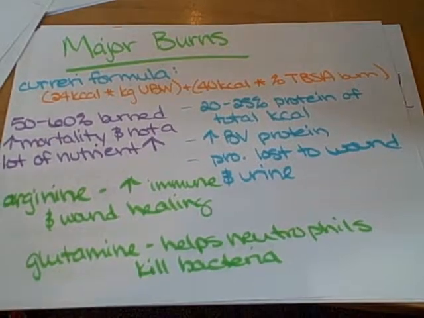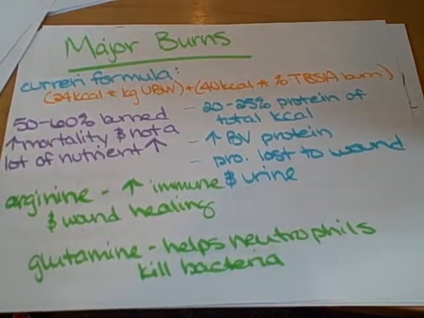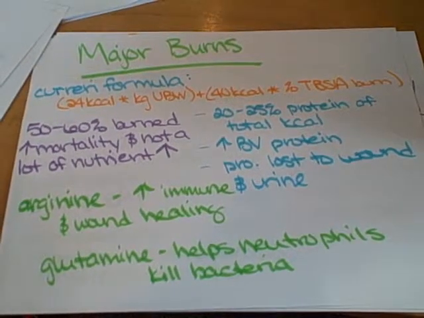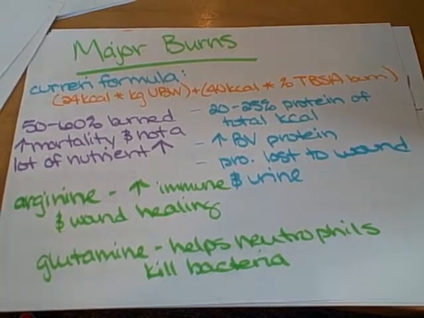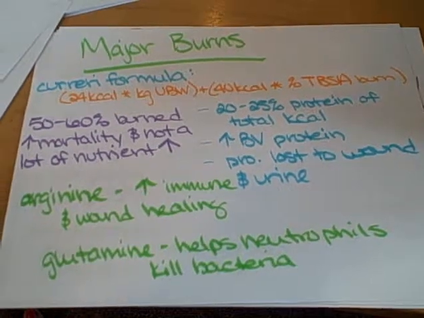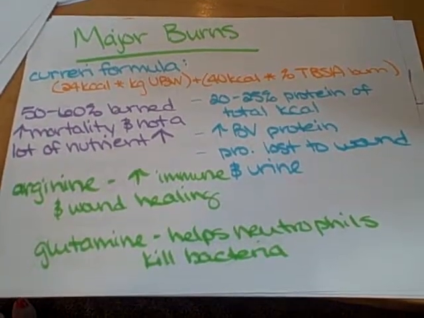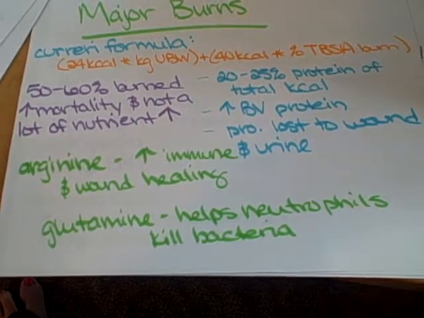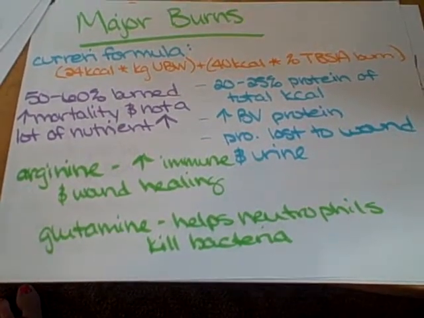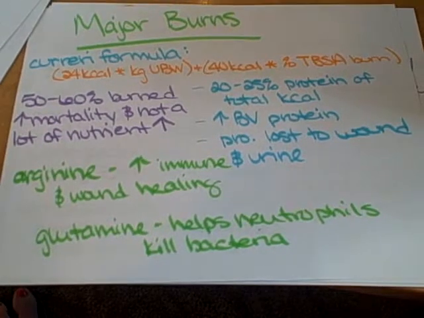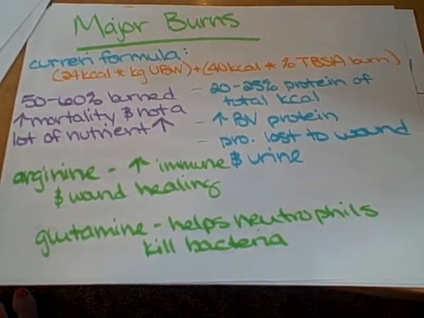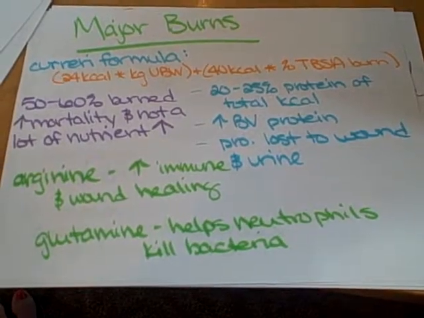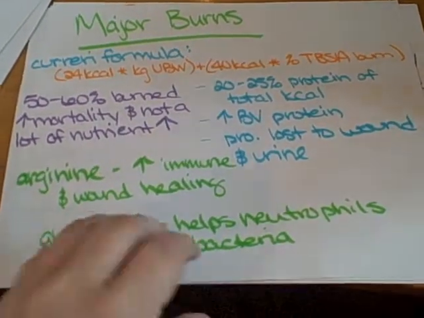We are going to see for most patients 20 to 25% of total calories need to come from proteins. They need to be high biological value proteins, and a lot of the protein is lost to the wound healing and excreted through the urine. Arginine and glutamine are two amino acids that can be supplemented that help. Arginine increases the immune function and helps with wound healing, and glutamine helps neutrophils, which are an immune response to kill bacteria.